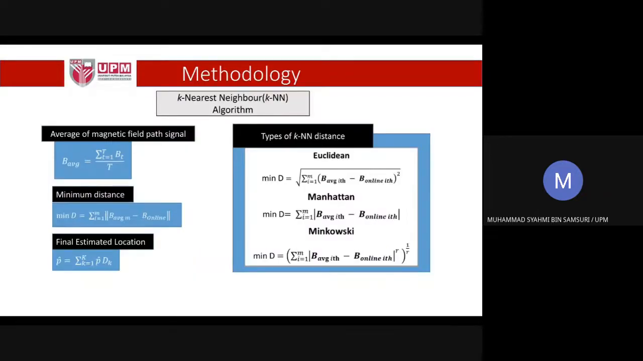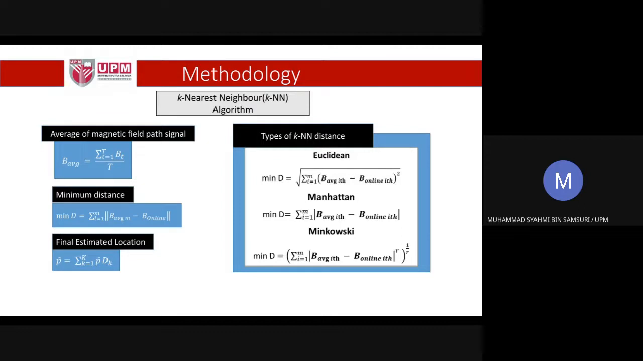So this one is the methodology for the KNN algorithm. First we need to find the average of the magnetic field path signal, and then we need to find the minimum distance. To find the minimum distance, we can use three types of distance: the first is Euclidean distance, the second is Manhattan distance, and the last one is Minkowski distance.